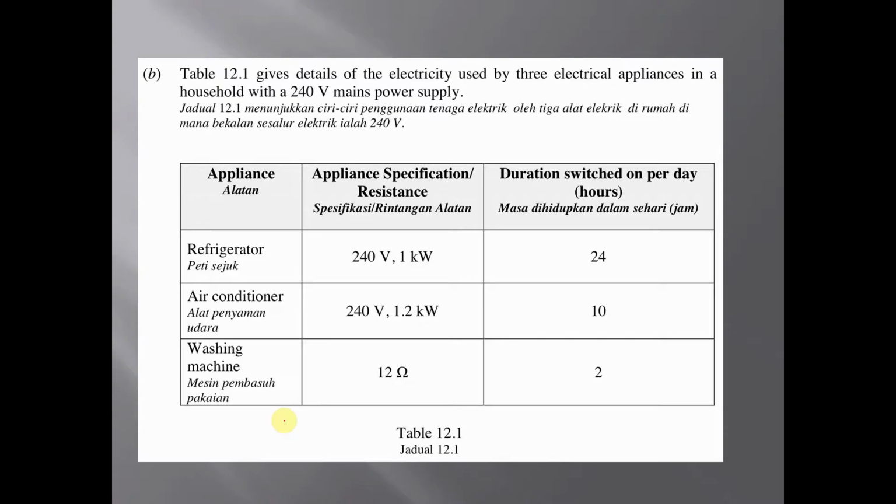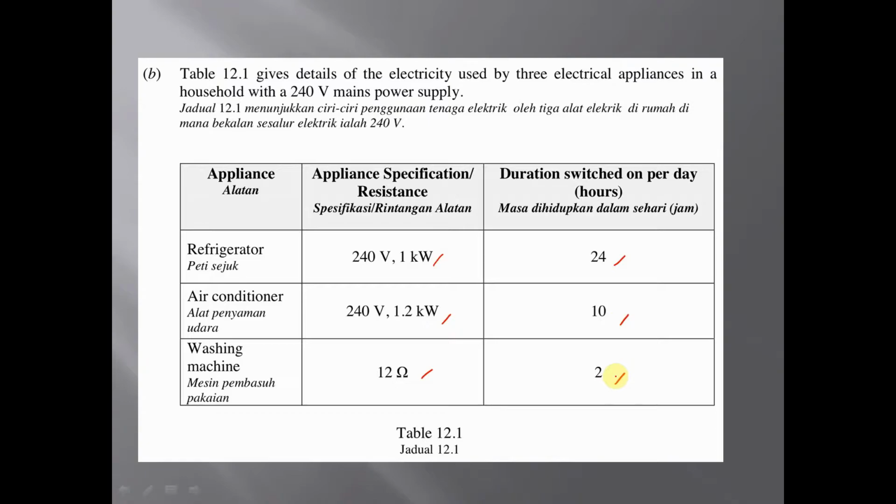Table 12.1 shows the details of the electricity used by the 3 electric appliances in a household with a 240 V mains power supply. Jadual 12.1 menunjukkan ciri-ciri penggunaan tenaga elektrik pada 3 alat elektrik di rumah, di mana bekalan saluran elektrik adalah 240. Itu biasalah. Kita ada peti sejuk, refrigerator. As you can see, the usage is 1 kilowatt and used for 24 hours. And the air conditioner, alat penyaman udara, 1.2 kilowatt, used for 10 hours a day. And the washing machine is 12 ohm and used for 2 hours a day.